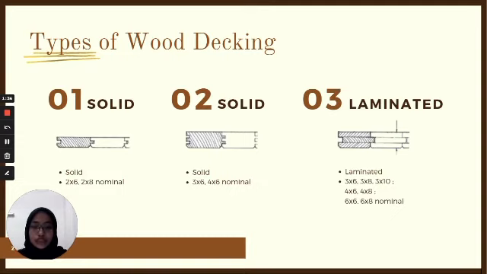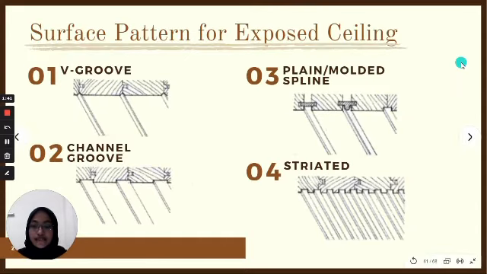Okay, so next, the surface patterns for exposed ceilings. Here there are 4 patterns. This is for high-rise decks, where there is another level underneath it where we can walk, or we can sit, or we can do activities underneath. So we can see the exposed ceilings.